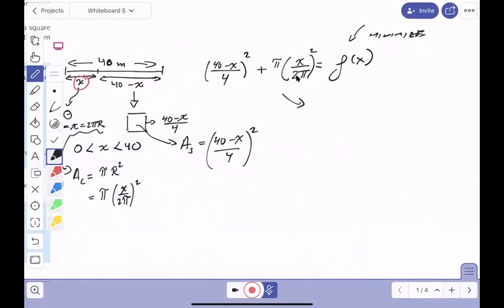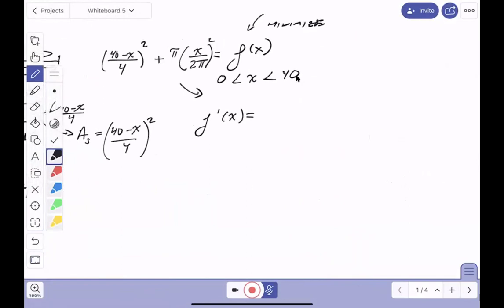Well, I know the x has got to be between 0 and 40. So I'm going to do my derivative. And that should be fairly easy to do. I'm going to put it down for you. It's going to be 2 times (40 minus x over 4) to the first power, times, do it for the inside, I'm going to be careful here, right? Minus 1/4.